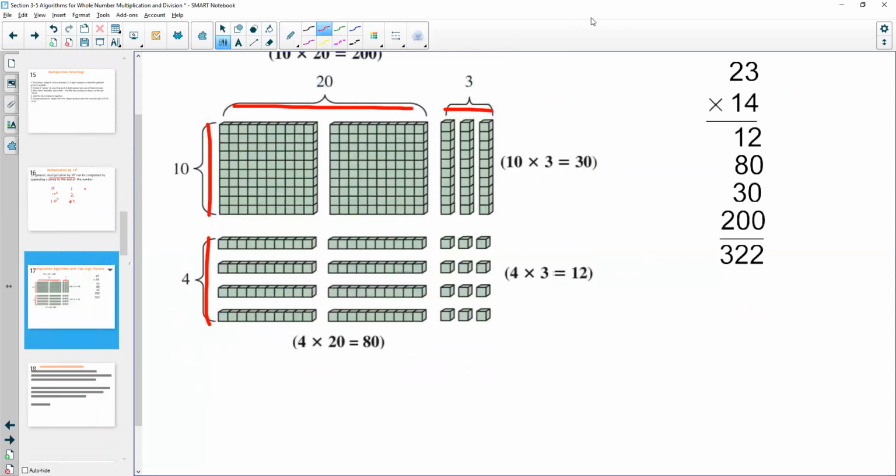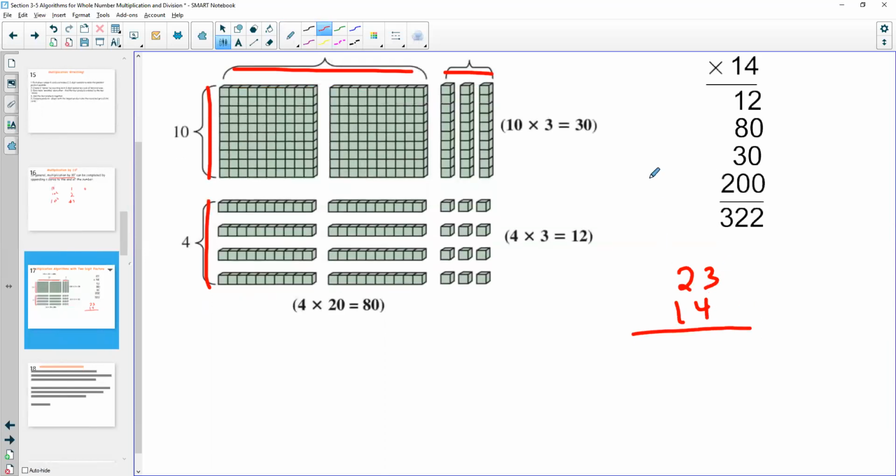So I'm going to think about what I get. So I have 23 and 14. I'm going to do each product separately. So take them apart number by number. This 2 stands for 20. I'm going to multiply it by the 1 that stands for 10. 20 times 10 is 200. And that is right here in the picture, 20 times 10.